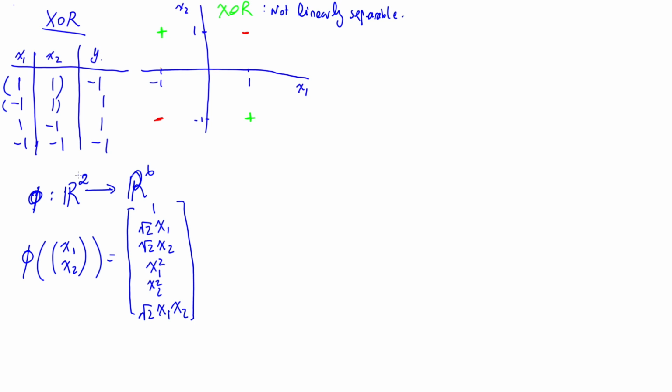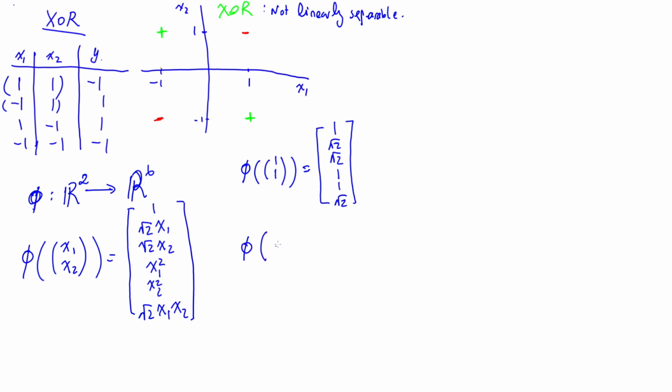So let's see what this does to the first point. Let's evaluate the feature transformation for the first point, 1, 1. This is going to be 1, root 2, root 2, 1, 1, and then root 2. Root 2 x1 is just root 2 times 1, which is root 2. Same thing here. x1 squared is just 1 squared, x2 squared is just 1 squared, and root 2 x1 x2 is just root 2.